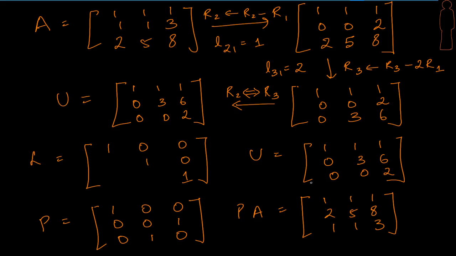Let's try and fill up this matrix. How do we fill it up? What was the multiplier for L21? Here it is 1. What is the multiplier for L31? Here it is 2. What is the multiplier for L32? Nobody was there, so therefore that's a 0.